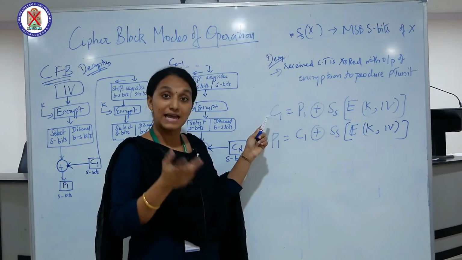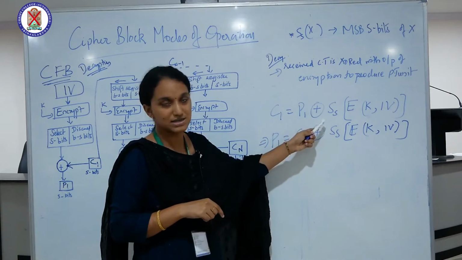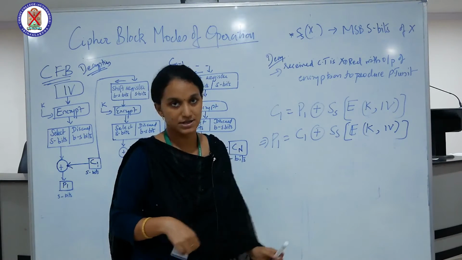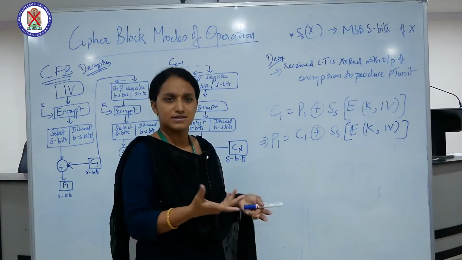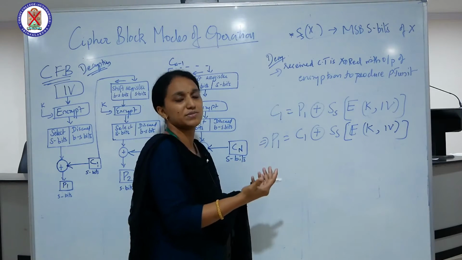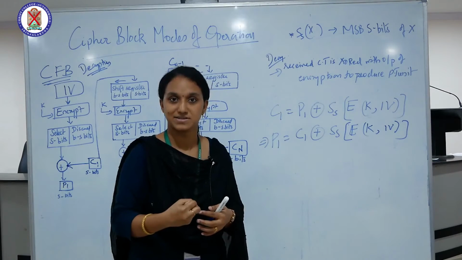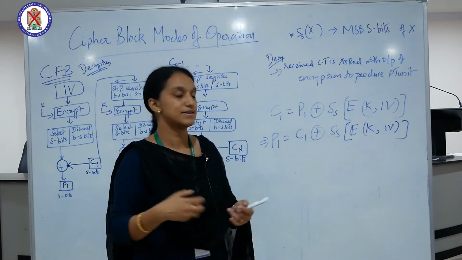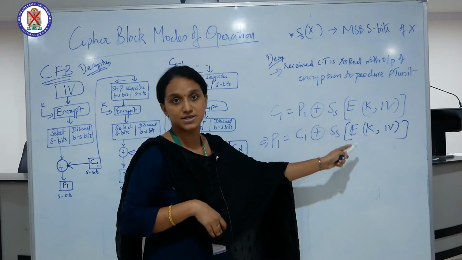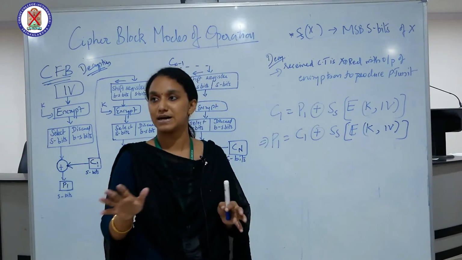For the encryption process, we wrote ciphertext C1 is equal to plaintext plus the encryption with key K and the initialization vector. From this equation you can derive the decryption. If you put P1 on the left hand side, what will be the equation? After decryption we are supposed to get the plaintext, so P1 is equal to C1 XOR the same. This is encryption itself, not decryption. Clear? So this is cipher feedback mode.